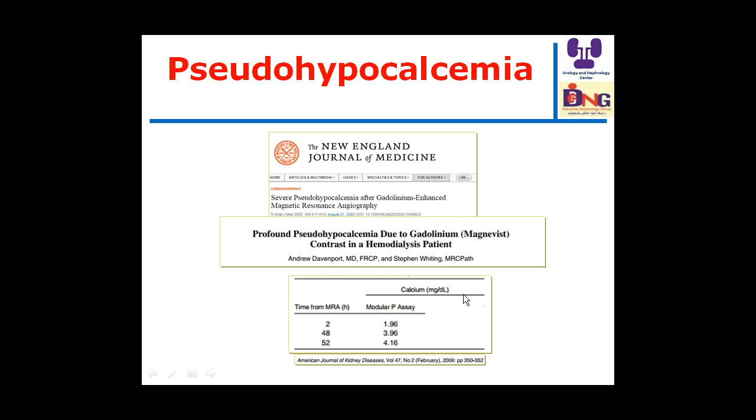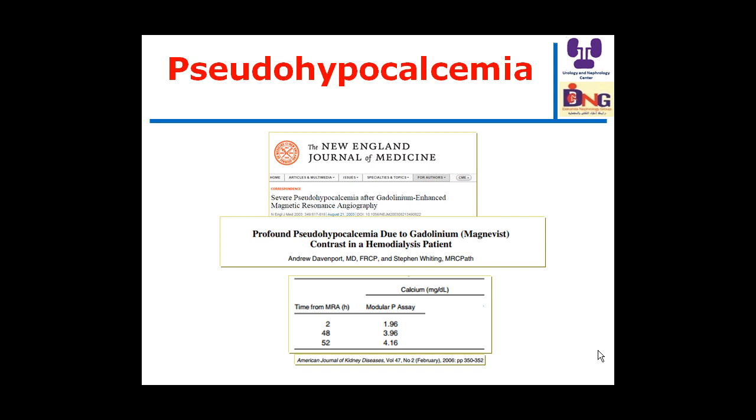This is because gadolinium interferes with colorimetric methods for detection of calcium. So if we depend upon colorimetric measures, this will interfere. Gadolinium will interfere with this detection, leading to severe hypocalcemia. And the key to diagnosis of pseudohypocalcemia is absence of numbness, tingling, paresthesia, and the patient was completely normal.